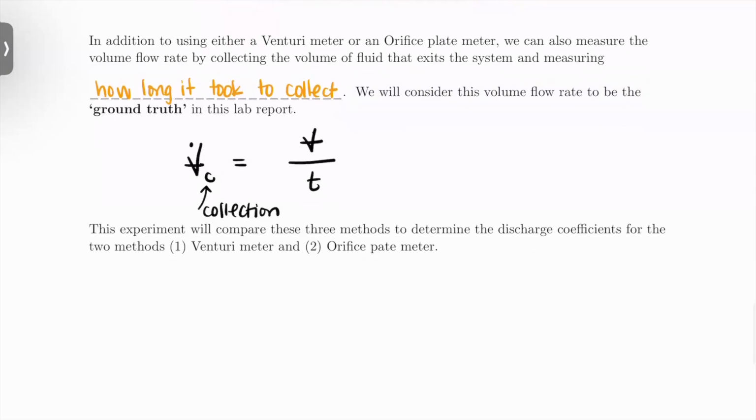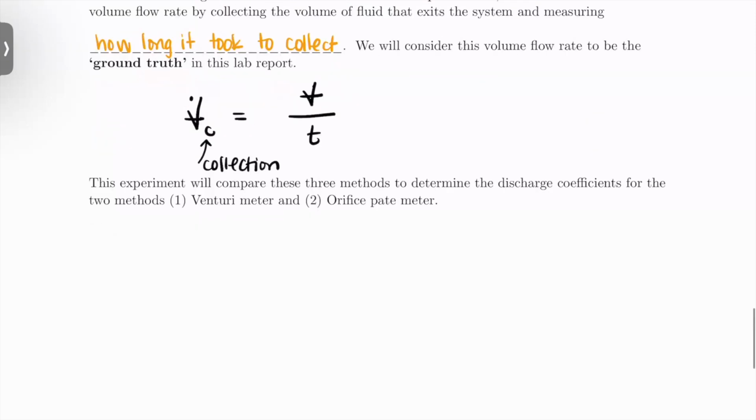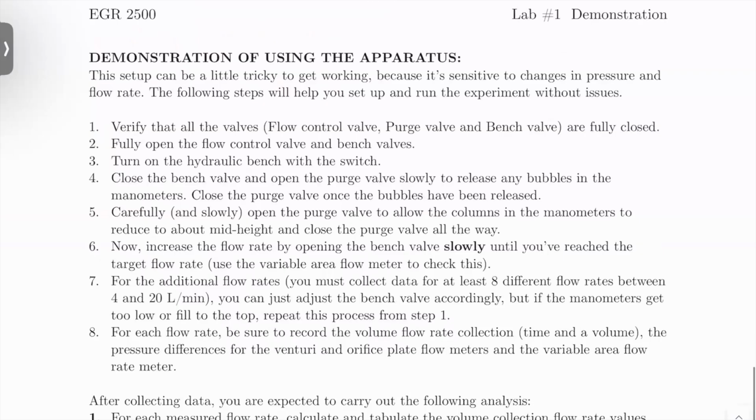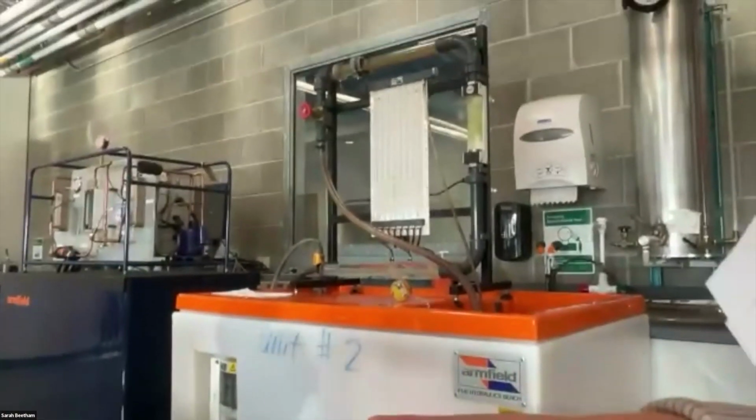So essentially we're going to compute discharge coefficients for the Venturi and the orifice plate meter. And then we're going to be comparing against our volume collection method, which we're going to assume is the truth. Okay, so we're going to take that to be the perfect volume flow rate. Any questions so far? Okay, so let's have a look at the apparatus.